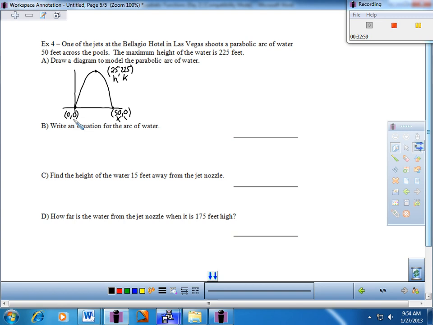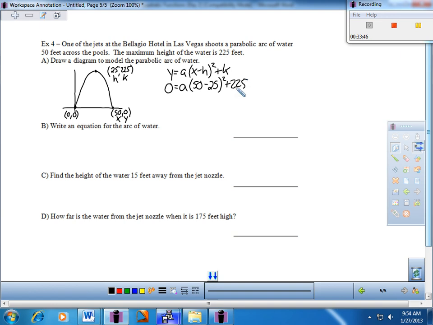Drawing is ready to go. I'm going to work up here because I don't know if I have enough room in this area here, but let's start part B. So everyone, you know it's y equals a times (x minus h) squared plus k. Absolutely outstanding. Now what I see is we have everything but a. The y value is 0 when the x value is either 0 or 50. I'm going to go with the 50. And then h is 25. Don't forget the squared, please. And then plus 225.